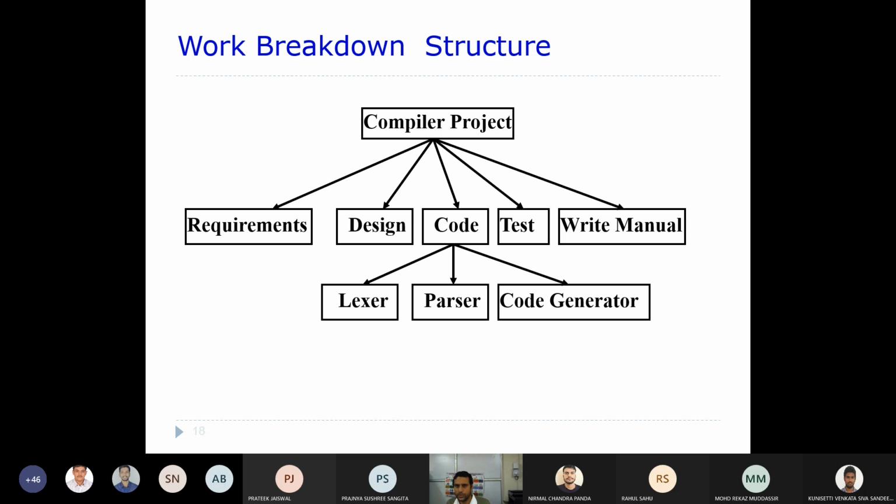Today we'll stop at this work breakdown structure. We may continue in the next lecture. Any doubts, students?